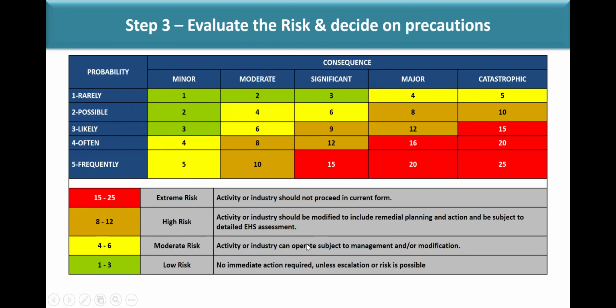For the 4 and 6, we need supervision. For the 8 to 12, we need to change the method, modify the activity, and also have supervision. In 15 to 25, we will stop work.